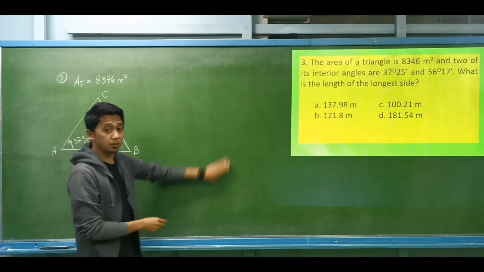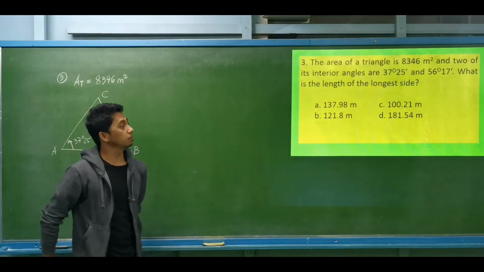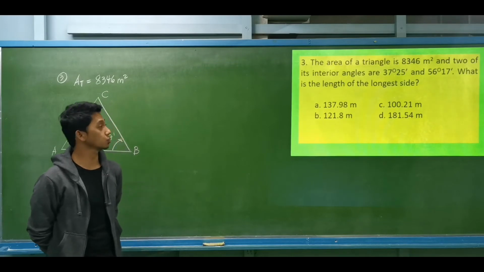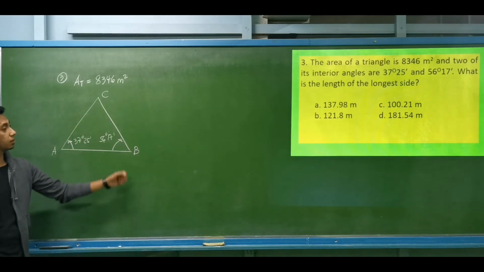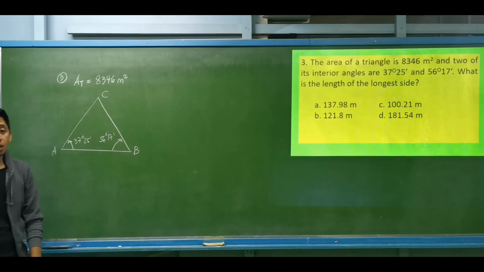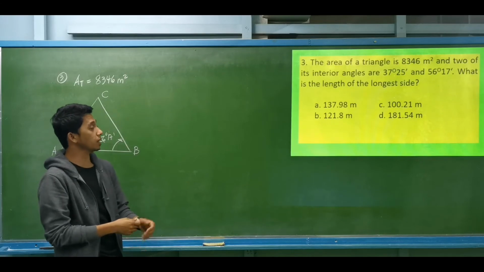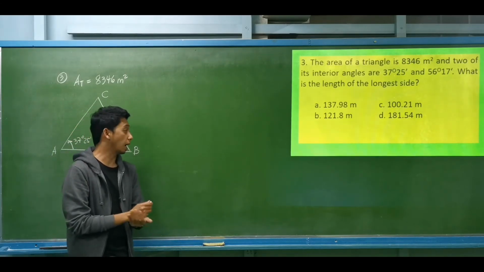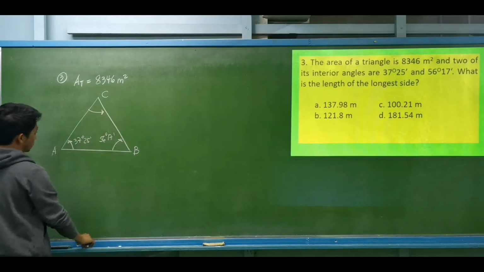Let's decide problem number 3. The area of a triangle is 8,346 square meters and two of its interior angles are 37 degrees, 25 minutes. Nilagay ko siya as angle A, 56 degrees, 17 minutes, angle B. What is the length of the longest side? So, pag sinabi natin the length of the longest side, opposite yon ng largest angle. So, alamin muna natin ano kaya yung value ni angle C.